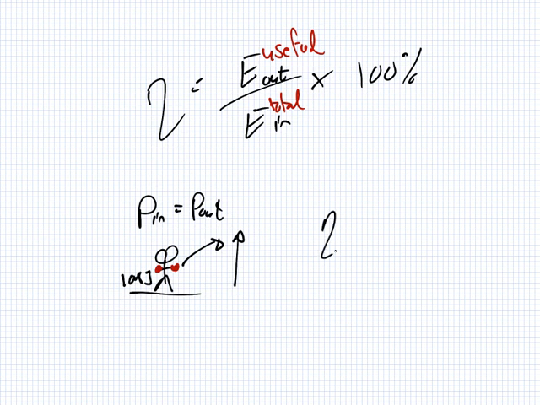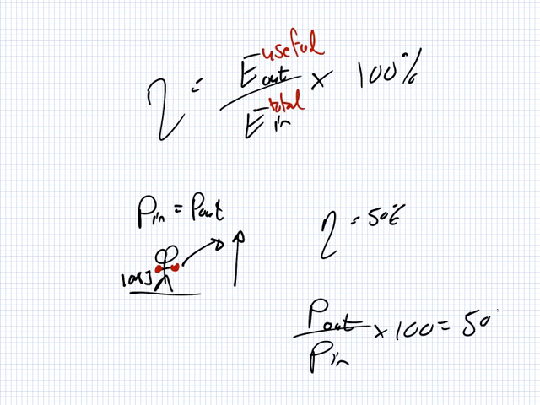Well, if he's 50% efficient, he can't. Because some of that energy is going to make heat. As he lifts the book, he gets hot. He doesn't want to get hot, he just wants to lift the book. So, the power out over the power in times 100 equals 50%.